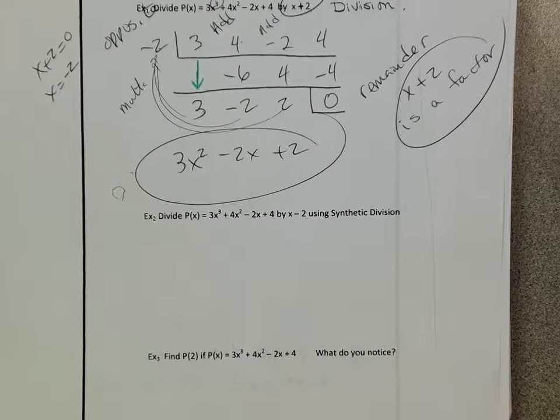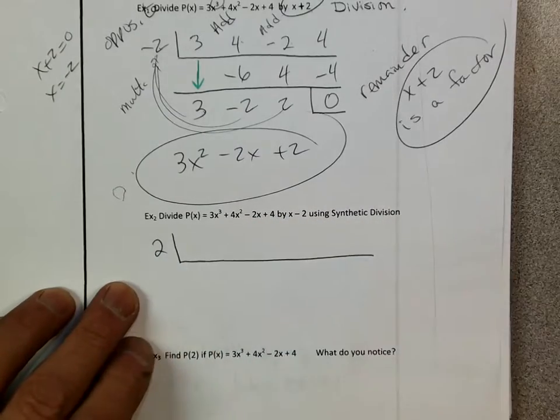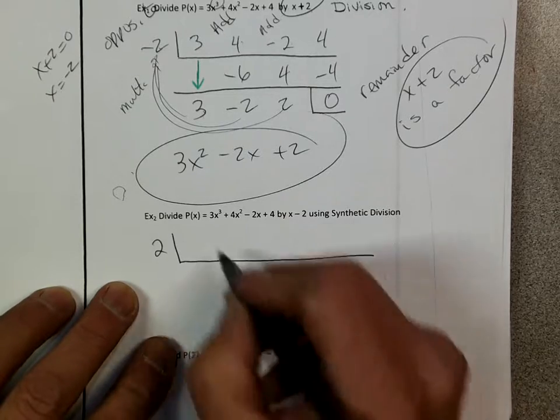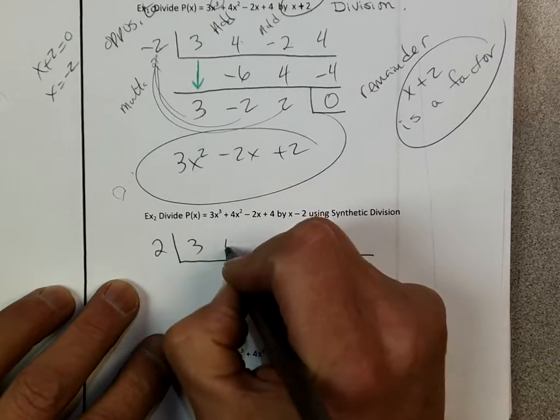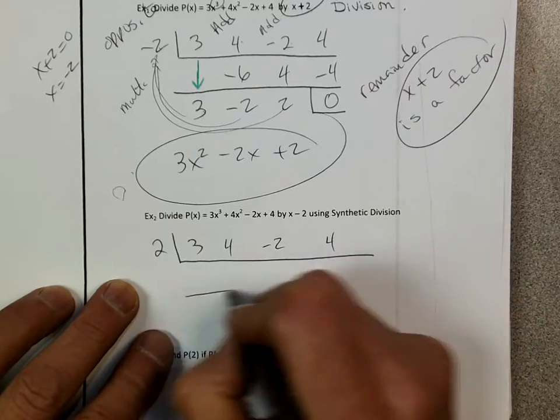But you're doing it right, okay? Okay, so I'm going to take 2 into, I'm just going to set it up. I'm not going to do it. You should be ahead of me, right? You should be ahead of me. 3, 4, -2, 4. Okay.